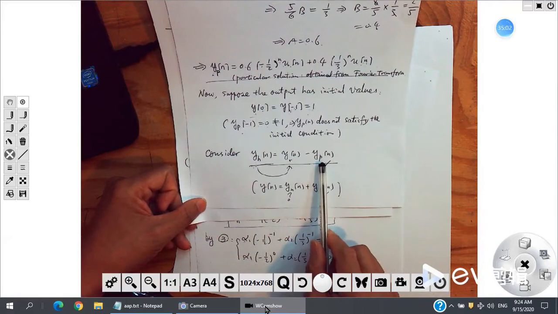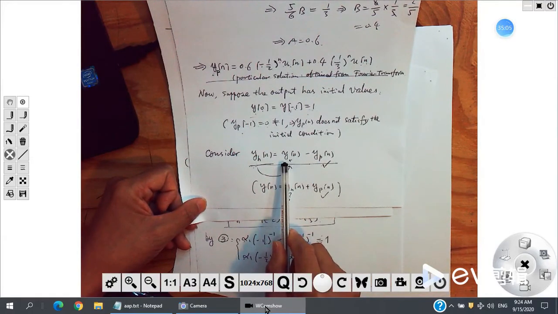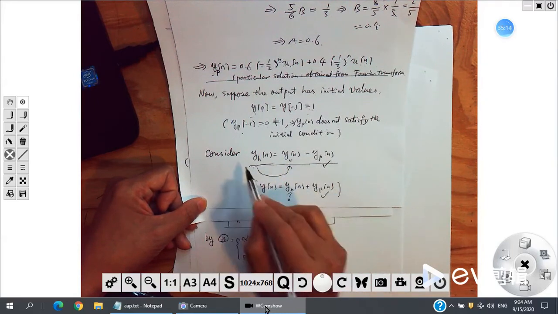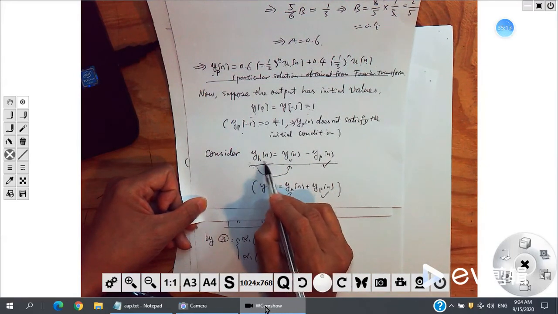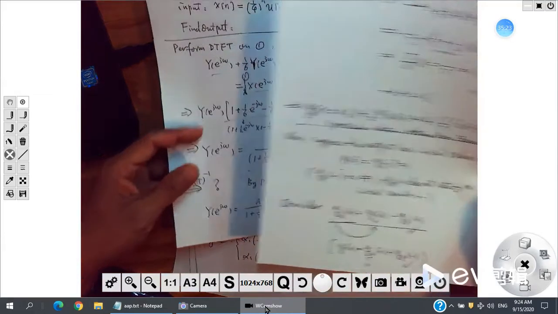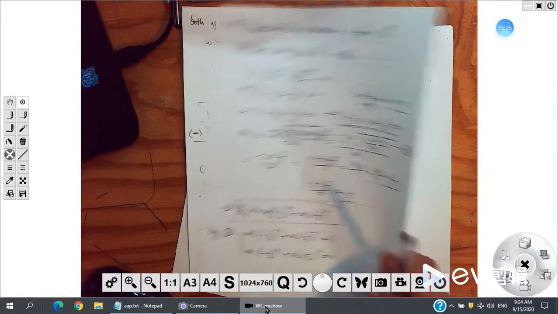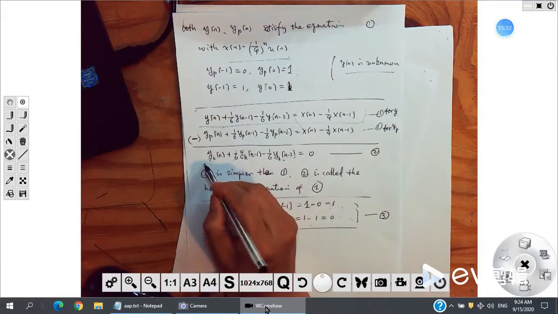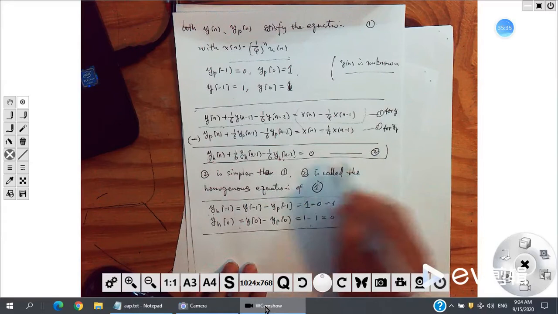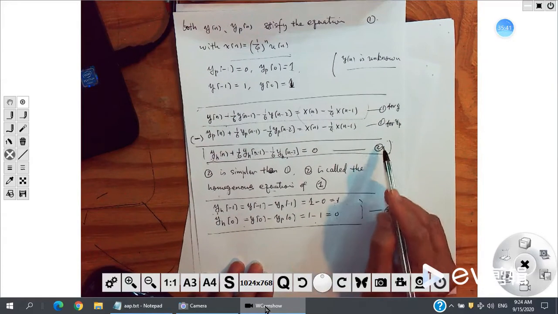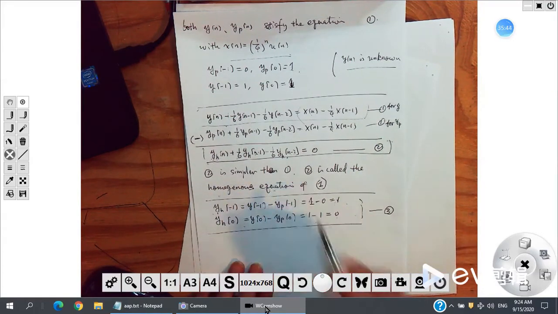You have a particular solution, and y of n is the real solution, the final solution you want. Then you subtract these two, and you get another signal, YH, called the homogeneous solution. Then try to find the homogeneous solution. The homogeneous solution YH satisfies the homogeneous equation, right?